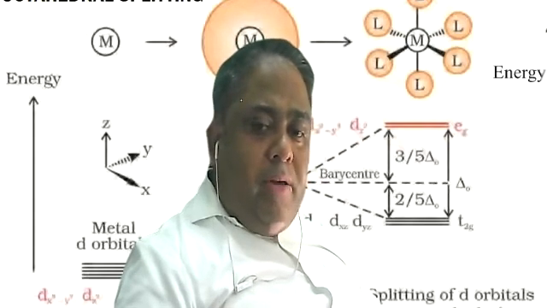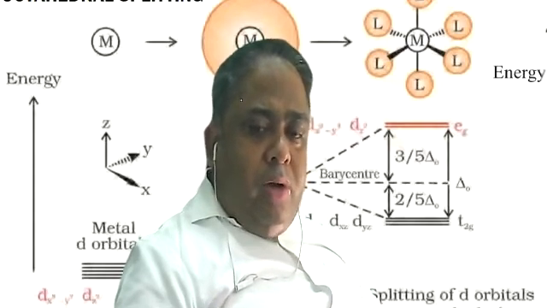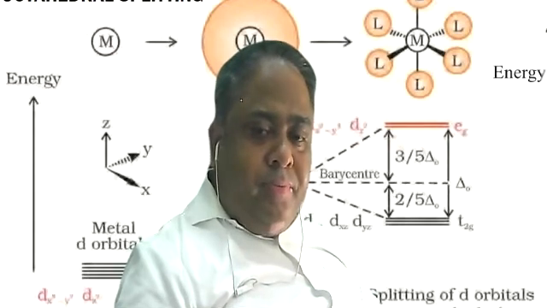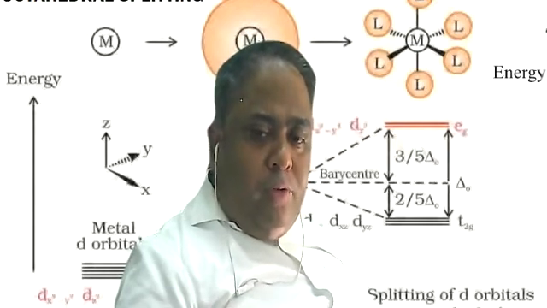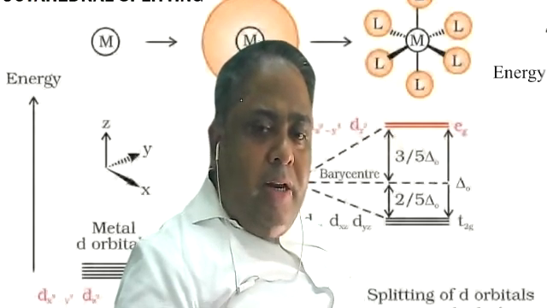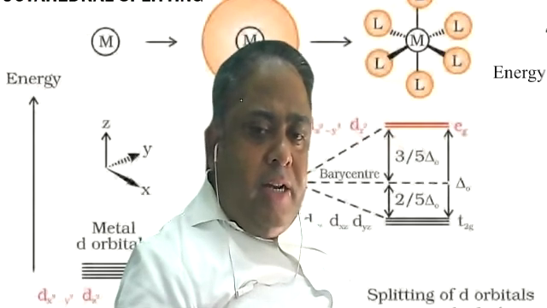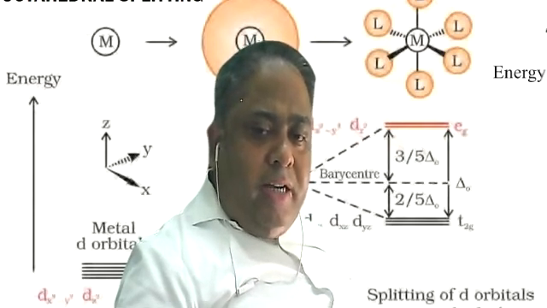Now, if you multiply 2 by 5 with 10 Dq, means delta O, how much will you get? 2 by 5 into 10 will be equal to 4, so 4 delta O. Similarly, 3 by 5 into 10 will become 6 delta O. So this is 6 delta O, this is 4 delta O, and this gap is equal to 10 Dq.